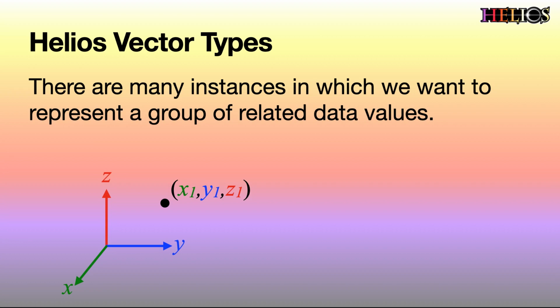Let's say that we had some coordinate in space that we wanted to represent, which has three components. It has an x, y, and a z coordinate. And these are always going to be related to each other. If we have a point in 3D space, we're always going to have three values. The first value is always x, second value is always y, and the third value is always z.